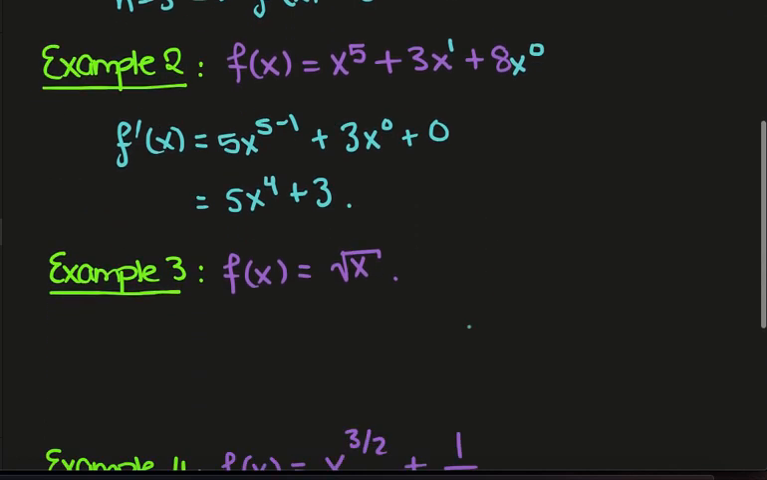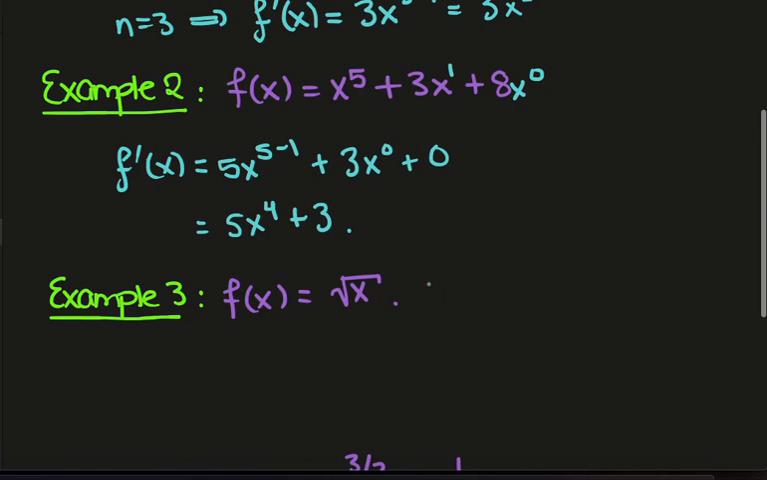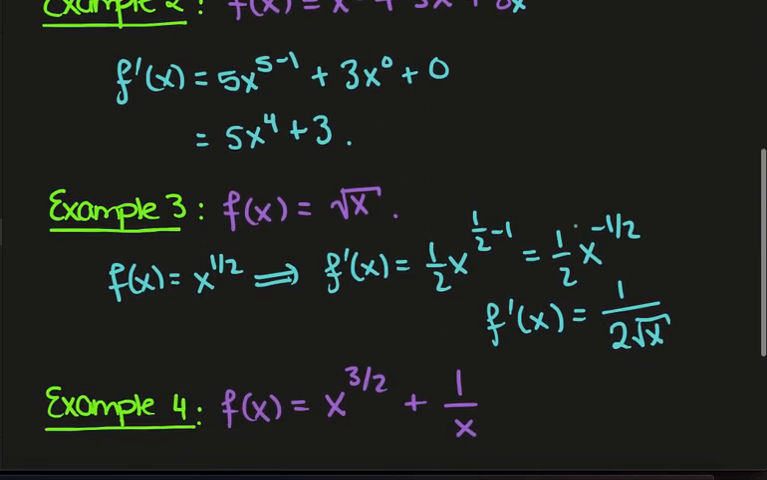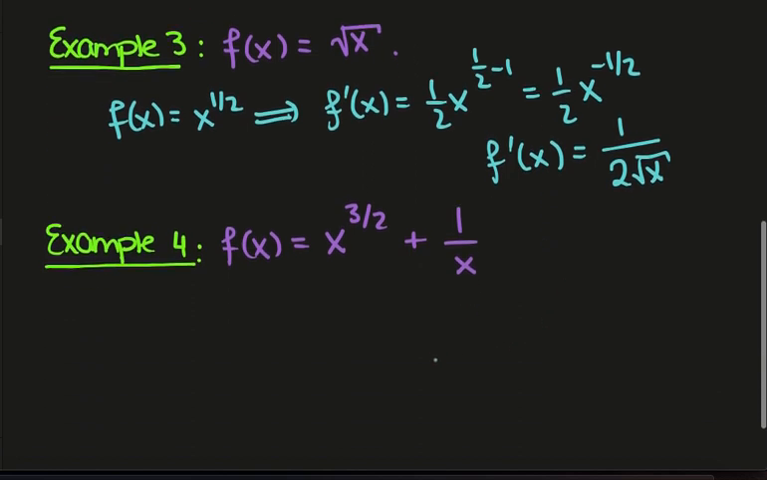Okay, let's look at a slightly more complicated example again. Here we have x to the 1/2, so I can write f of x as x to the 1/2, and then by the rule again we see that f prime of x is 1/2 x to the 1/2 minus 1. 1/2 minus 1 is minus 1/2, and if we want, we can leave it like this, but we can also just simply write the derivative as 1 over 2 square root of x by index laws.